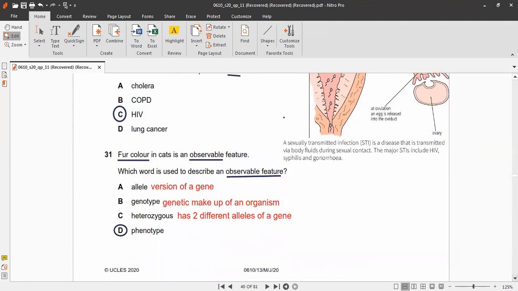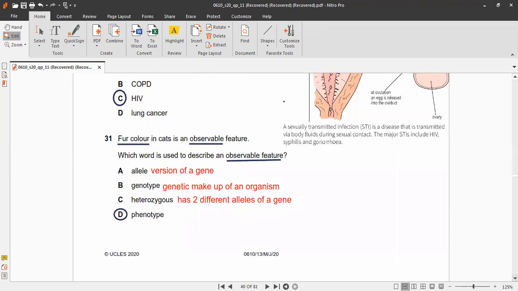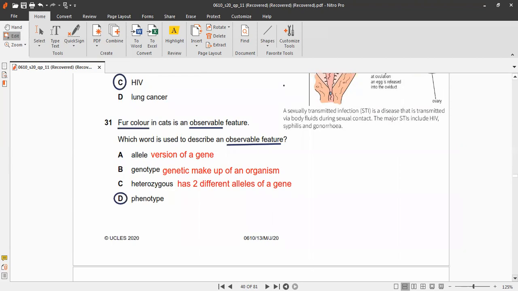Fur color in cats is an observable feature. Which word is used to describe observable features? Yes, phenotype. Because allele is a version of a gene, genotype is the genetic makeup of an organism, and heterozygous has 2 different alleles of a gene. So the correct answer is phenotype.